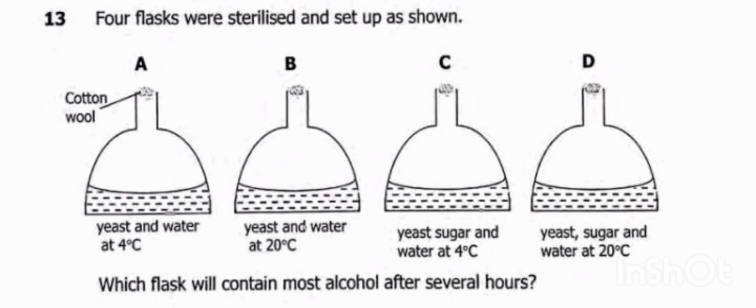These are the conditions for this particular question. It is not always that the temperature should be 20 degrees Celsius. According to this question, the answer is D. These conditions are favoring alcoholic fermentation. So in flask D, we are going to have most alcohol after several hours.